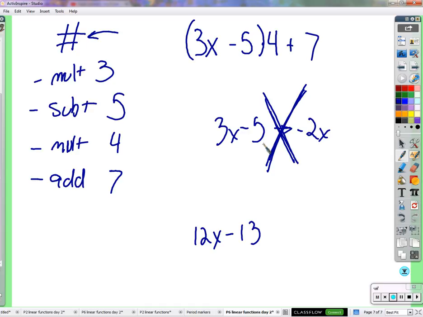If we did say 3x minus 5 is negative 2x, we're saying that taking a number, multiplying by 3, and subtracting 5 is the same as just taking a number and multiplying it by negative 2. We can show that that's not the case. We just have to plug a number in there. Let's throw 7 in there and show yourself that it's not the same.